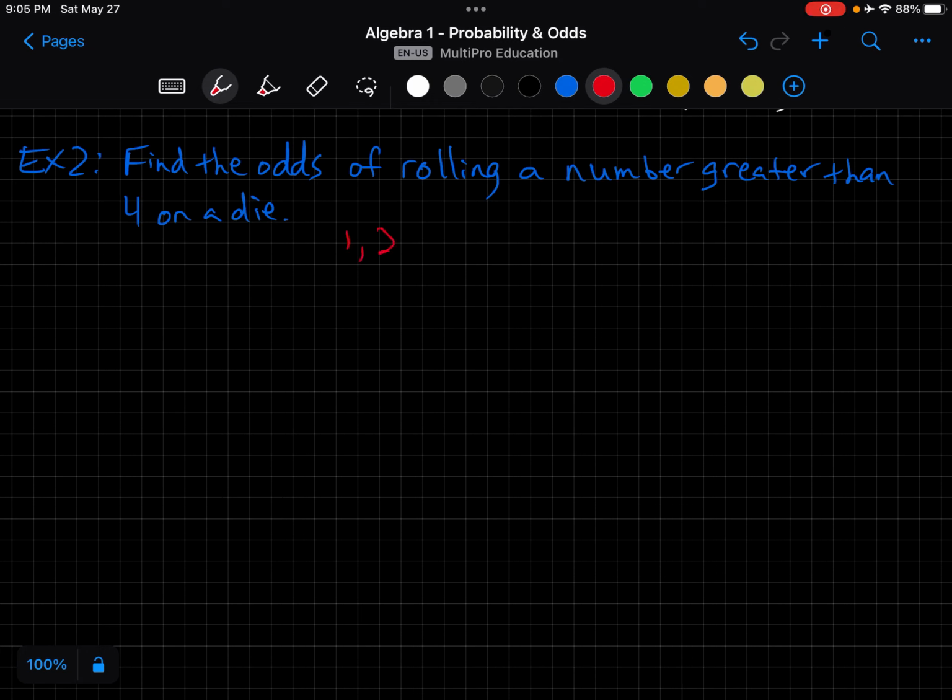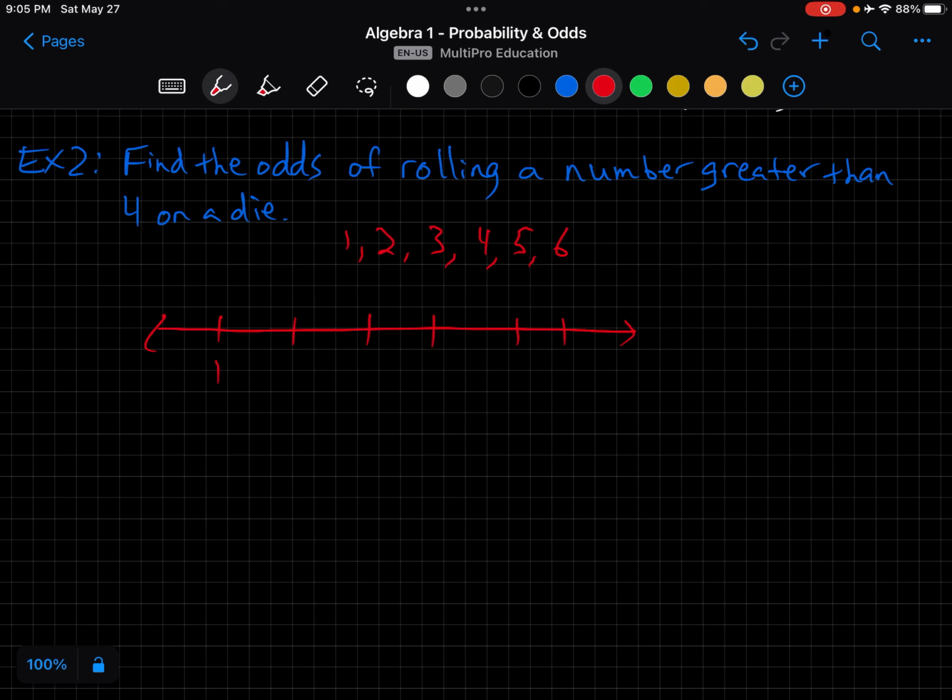Alright, let's look at our sample space here. What can we roll? We can roll a 1, a 2, a 3, a 4, a 5, or 6. So if we look at a number line, 1, 2, 3, 4, 5, 6. We have to be greater than 4. So how many numbers are greater than 4? Here's one, and here's one. So that's 2.